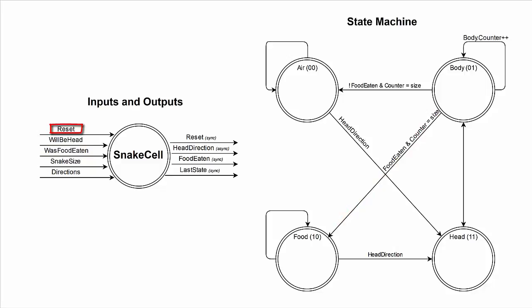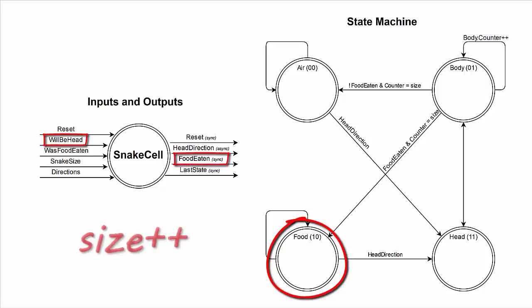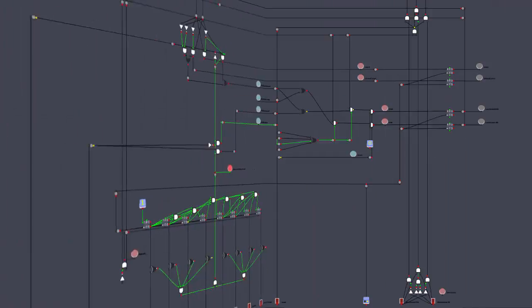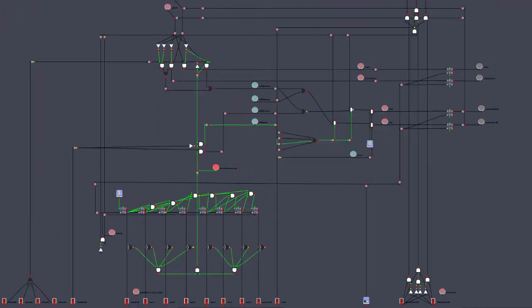Reset is a special signal that will turn all of the cells into air, except for the walls and the initial head and food. The reset is activated by the new game reset button, or if one of the body or wall cells receive a will-be head signal, meaning the snake collided with its own body or a wall. If one of the cells is food and receives a will-be head signal, meaning that the snake will eat, it sends a global was food eaten signal, implying the snake's size will increase and then a new food must be generated. Now that this concept of how each snake cell works is known, we can look inside the circuit to see how the next state and outputs are calculated.